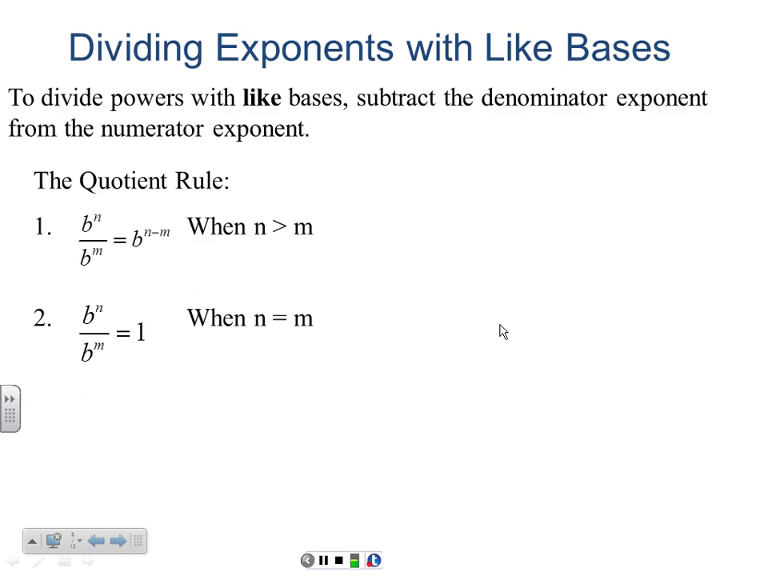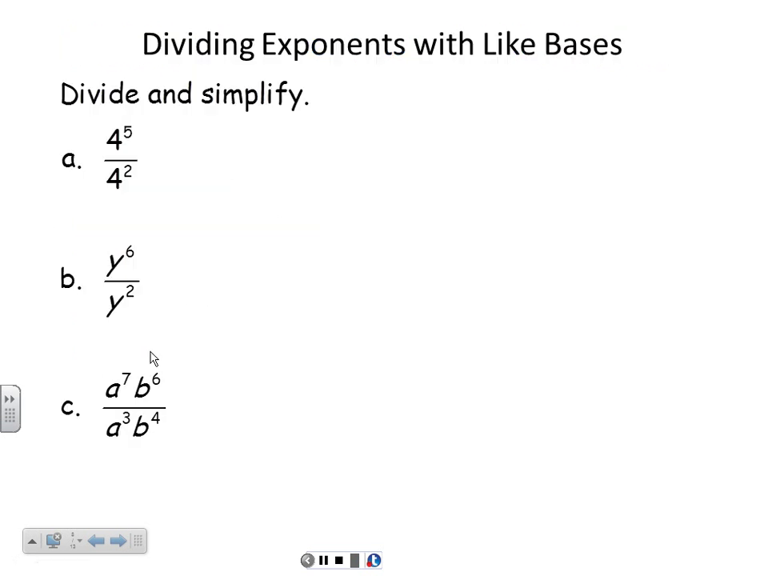Alright, the next rule is dividing exponents with like bases. To divide powers with like bases, you're going to subtract the denominator exponent from the numerator. It's always going to be top minus bottom. So when you divide powers with like bases, you're going to subtract those exponents, and it's always going to be top minus bottom. And of course, you know anything divided by itself is 1.